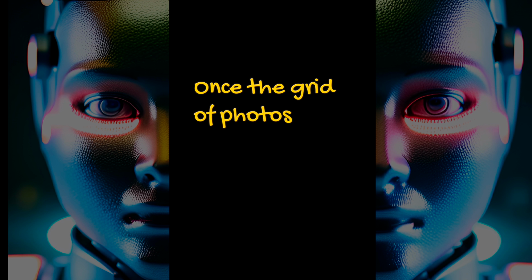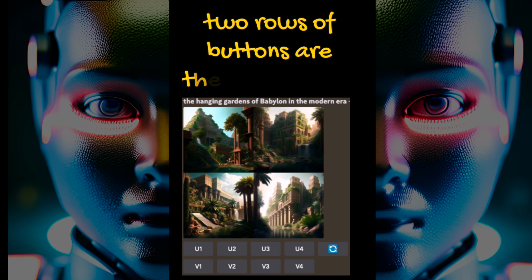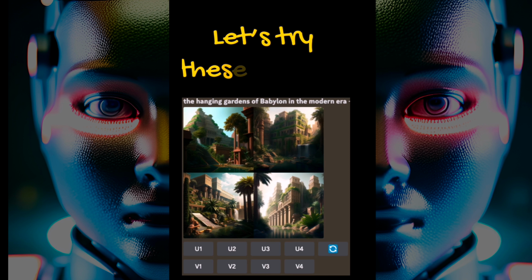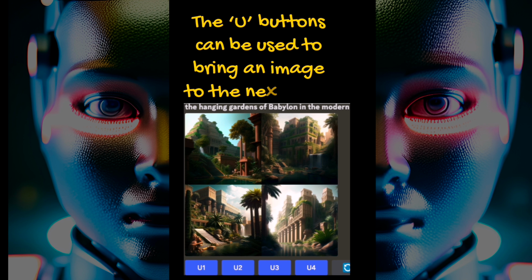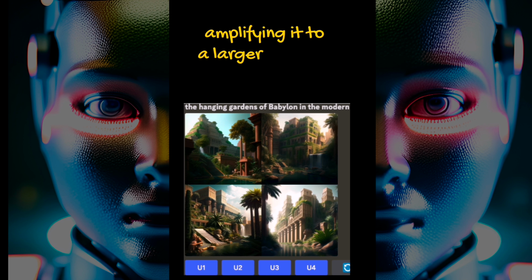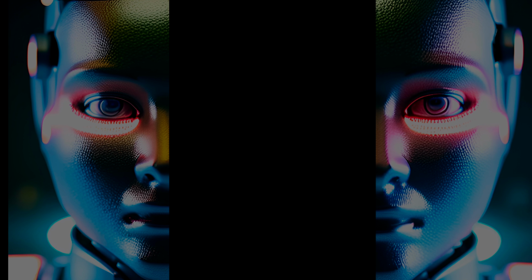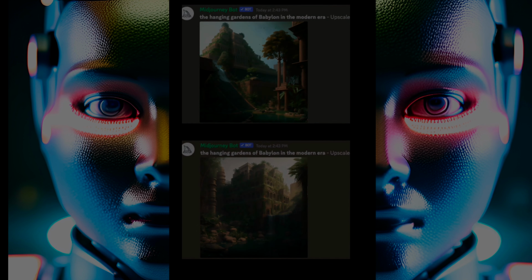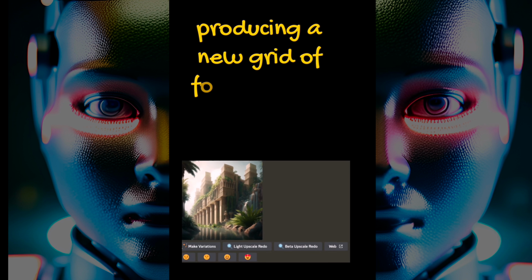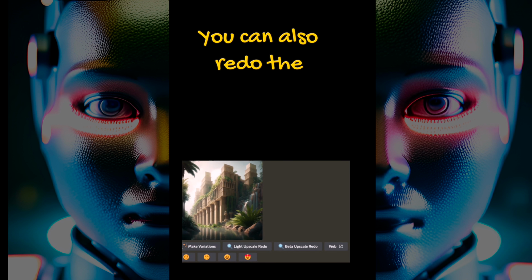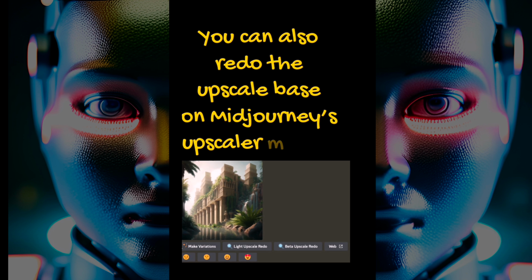And once the grid of photos has been created, 2 rows of buttons are then presented. Let's try these buttons. So the U buttons can be used to bring an image to the next level, amplifying it to a larger size and sharpening its details. These are upscaled images. And you can make new variations of that single image, producing a new grid of 4 options. You can also redo the upscale based on Midjourney's upscaler model.